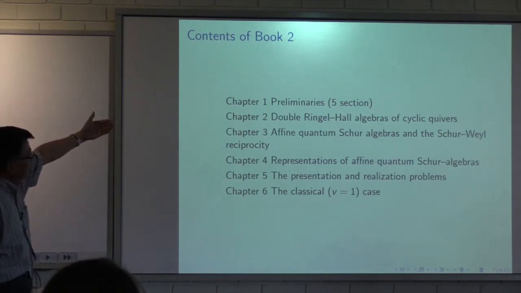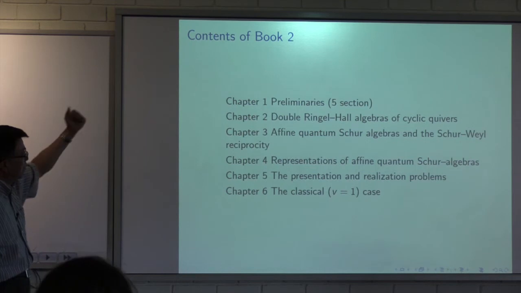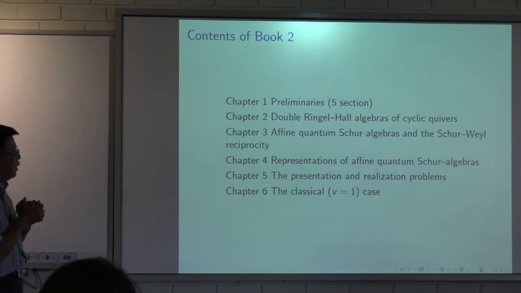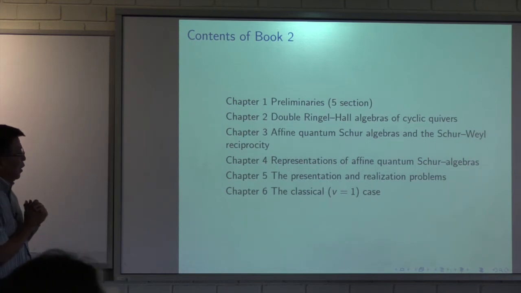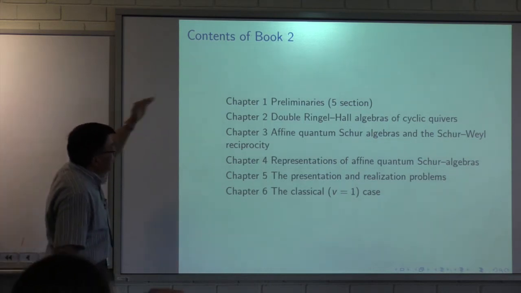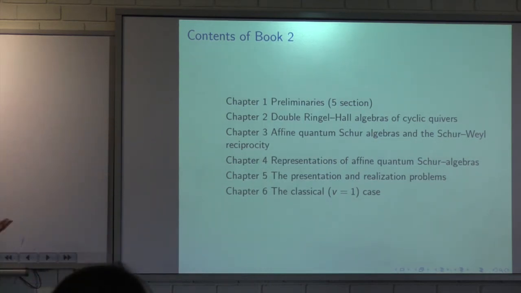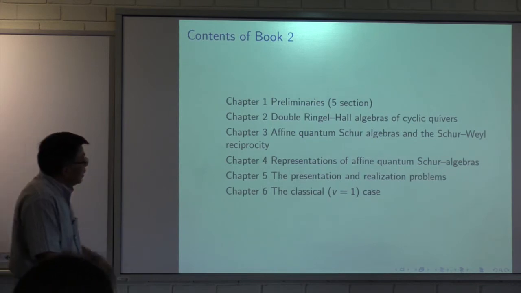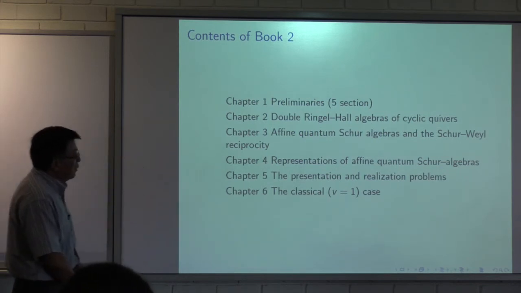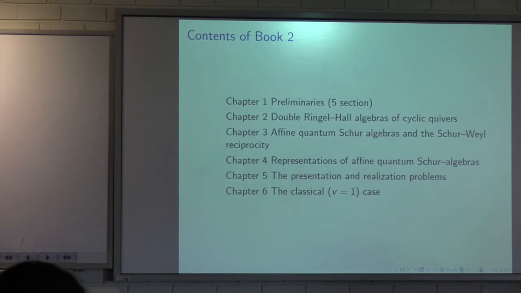So look at the contents. We have basically 6 chapters, and we have some preliminary material, just the background stuff like Hall algebras, etc. Then we have the double Hall algebra approach. This is the main thing our new approach introduced. Basically, our motivation is algebraic and combinatorial, to study this part of the theory.